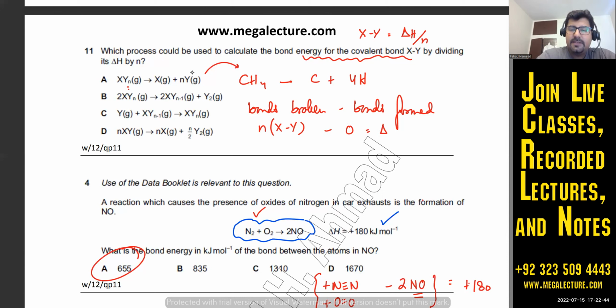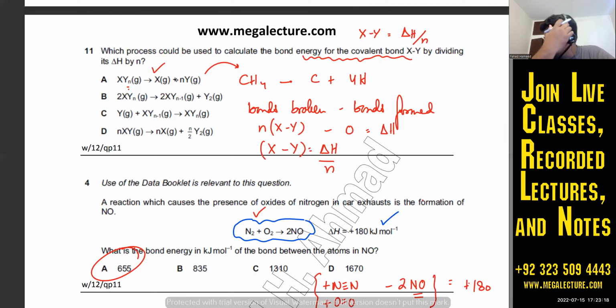And that's your enthalpy change. So if I rearrange this, what do I get? Enthalpy change, divide by N, that's your XY bond energy, right? Is this clear? Yes. So that is the answer. Which one has XY bond energy equal to delta H divided by N? So it's the first one.